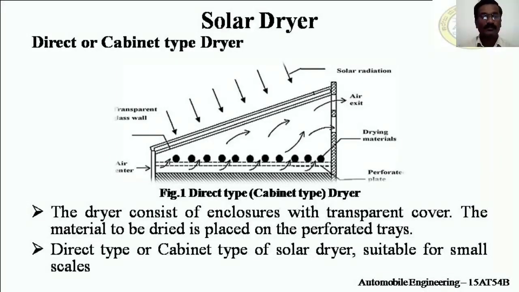So in detail, the direct or cabinet type of dryer consists of, as this figure shows, an enclosure with transparent covers on the top, shown in this area. The material to be dried is placed on perforated trays. These are the perforated trays, shown by the dotted line in the diagram.